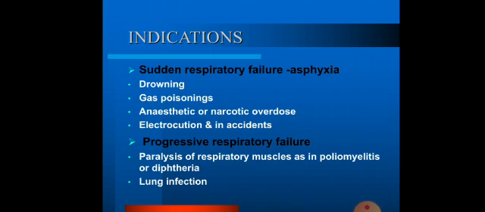The next reason can be a progressive respiratory failure. It could be due to a paralysis of the respiratory muscles. This condition you see in diphtheria and poliomyelitis. Even, there can be a progressive respiratory failure even in a lung infection. So these two are basically the indications of artificial respiration.